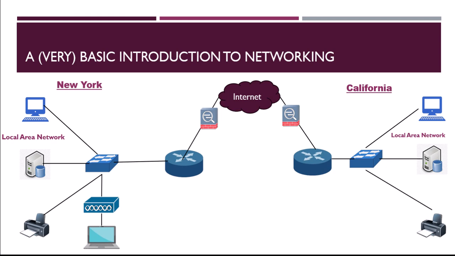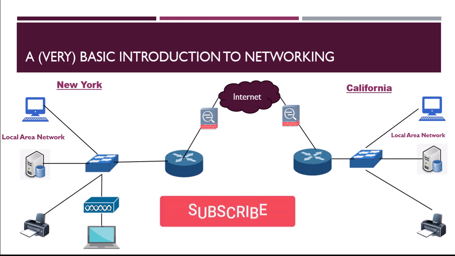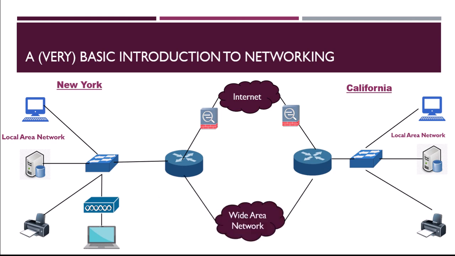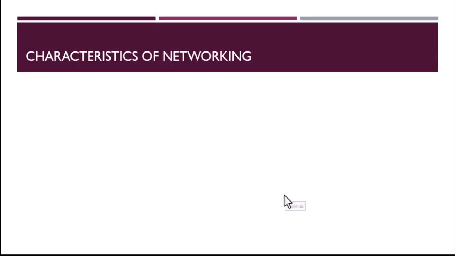But if we want more security and more reliability, we can use a wide area network. This is another concept in networking. The wide area network is used where we want more security and more reliability in our communication. The traffic which passes through this wide area network will be more secure and more reliable than on the internet, and we use some kind of dedicated connection in this WAN.